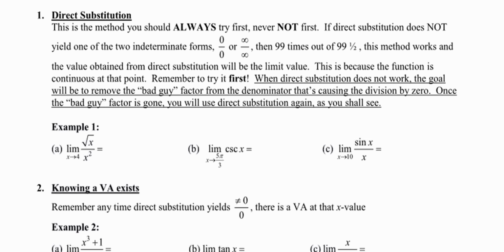Example 1, plug in 4. Square root of 4 is 2. 4 squared, 16. So we get 1/8. Okay. Cosecant of 5/3 pi. That's something that you should be able to do.